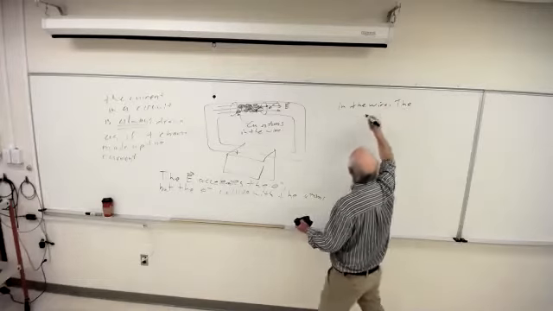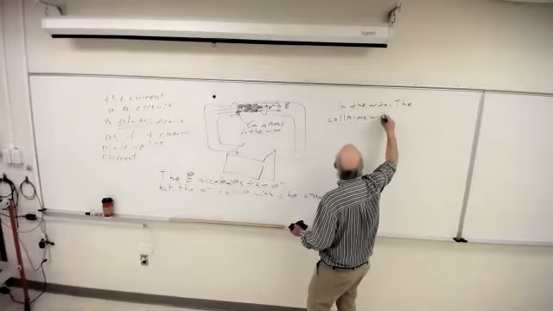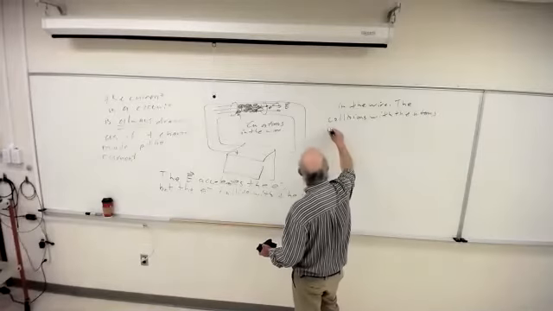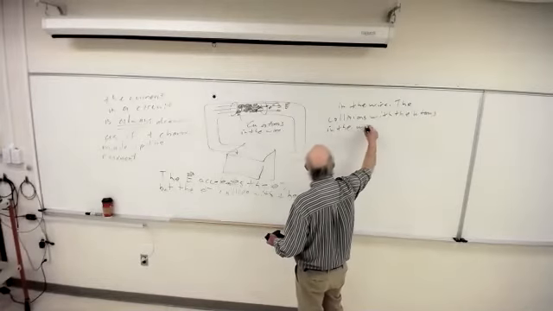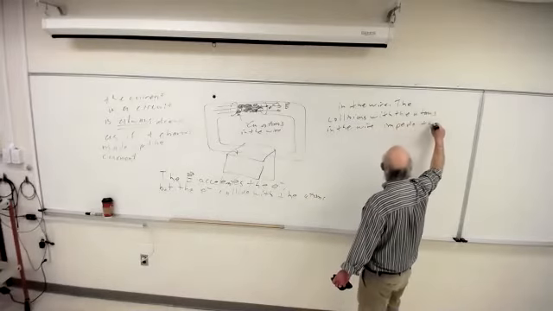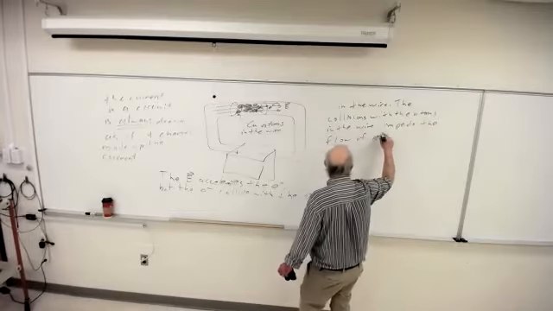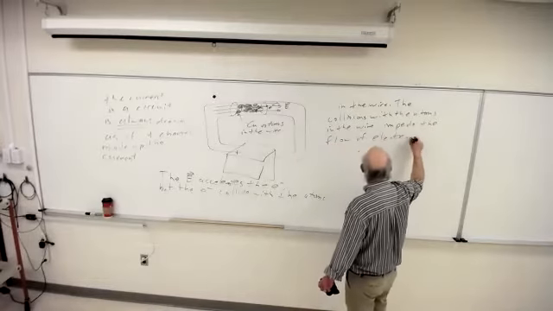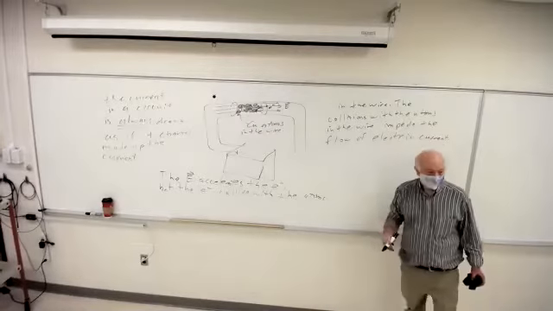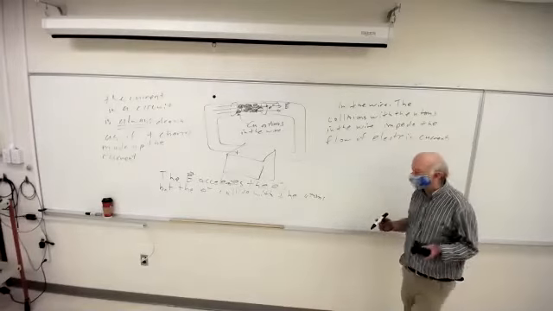The collisions with the atoms in the wire impede the flow of electric current. We give this a name. We call this impediment to electron flow resistance.